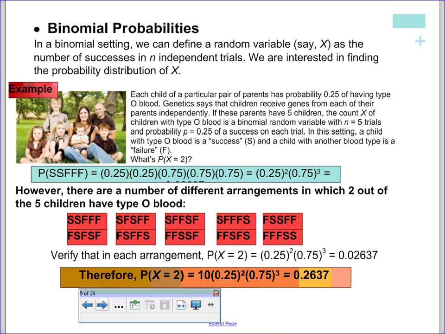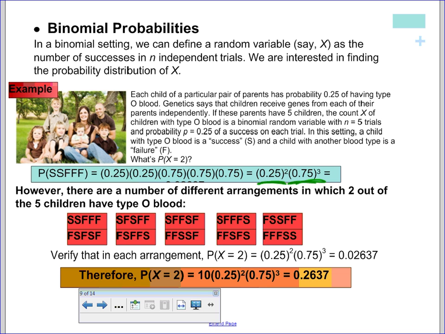So what's the probability that you would get exactly 2 kids with type O blood? And so the probability of success times probability of success times probability of failure times probability of failure times probability of failure is this right here. Right? 2 successes, 3 failures.